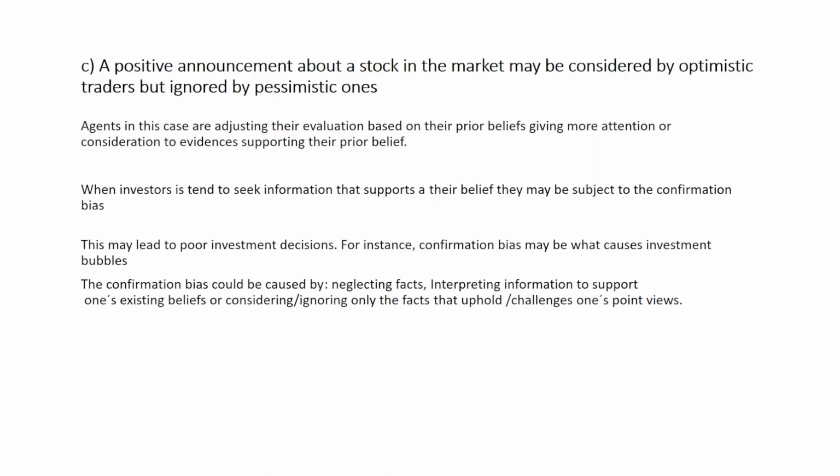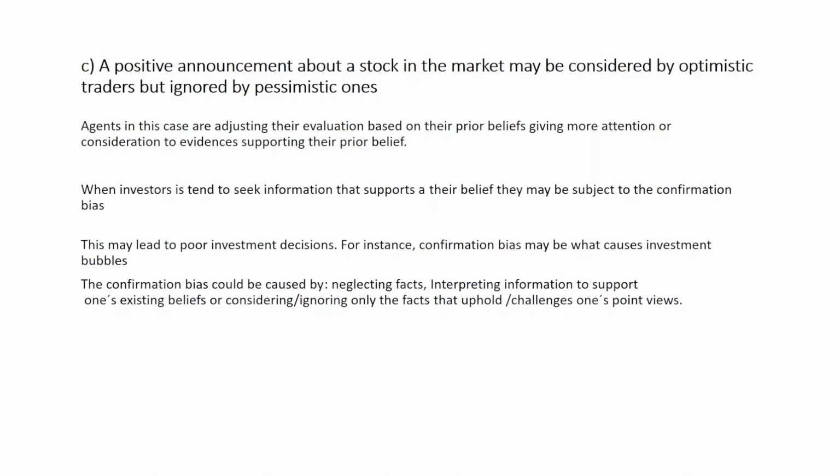That means that these pessimistic people ignored this information, maybe because it doesn't uphold their prior belief, whereas the optimistic investors have seen this as a confirmation of their optimistic beliefs. And this is what we call the confirmation bias. It's when the investor seeks the information that supports their belief or ignores the ones that they don't. This may lead them to poor investment decisions.